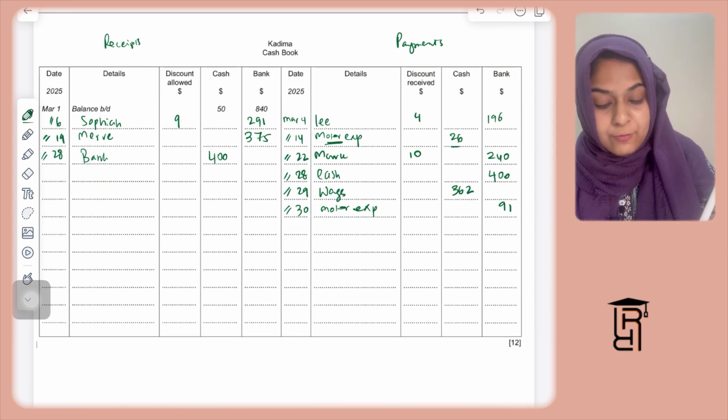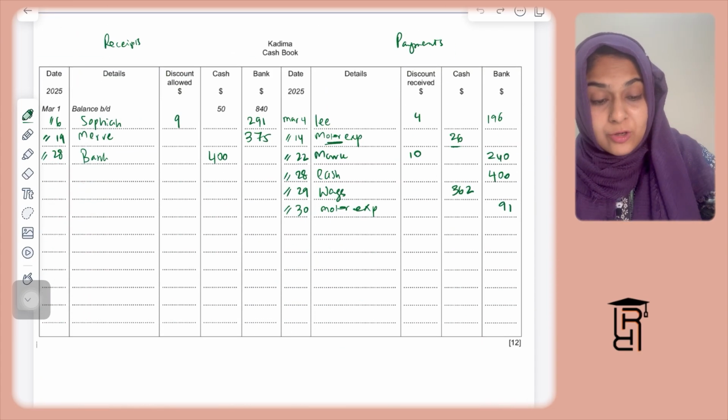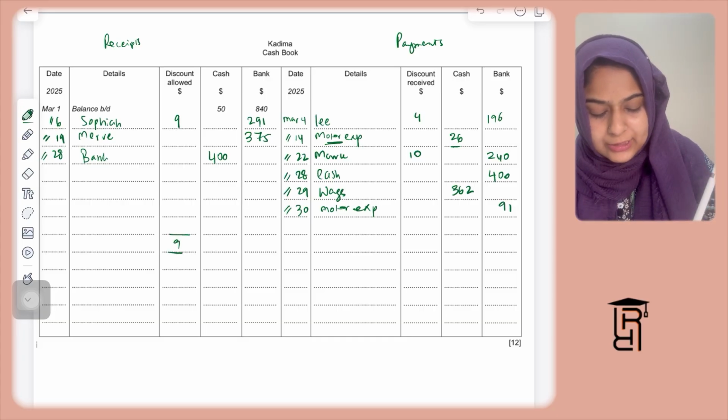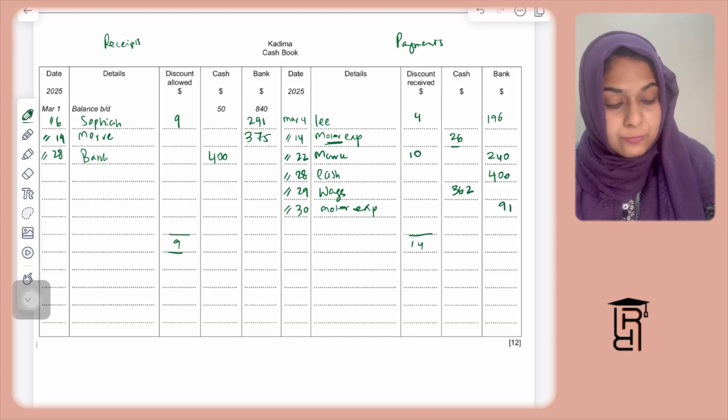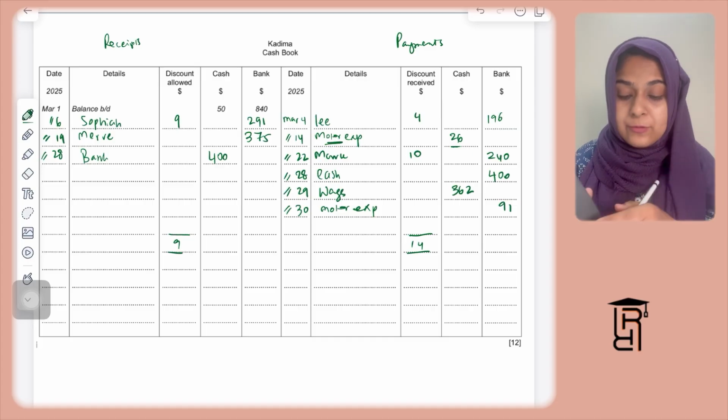Now I'm done with all the transactions, so I'm going to calculate the balance carried down, which is going to be very easy. For discount allowed and discount received, you are not supposed to calculate a balance. You just total the column. So $14 for discount received, $9 for discount allowed.